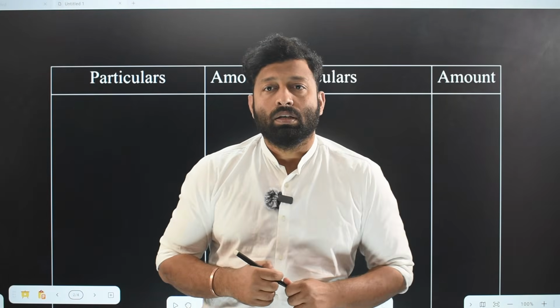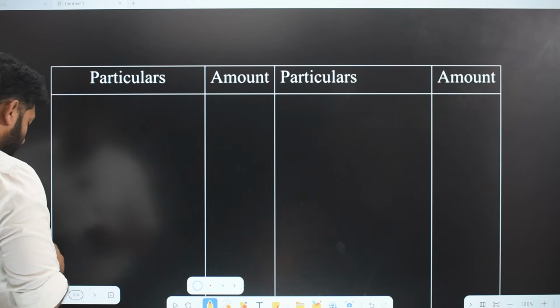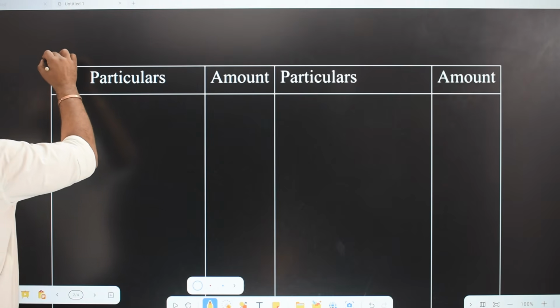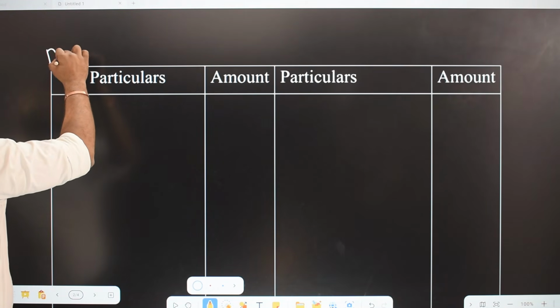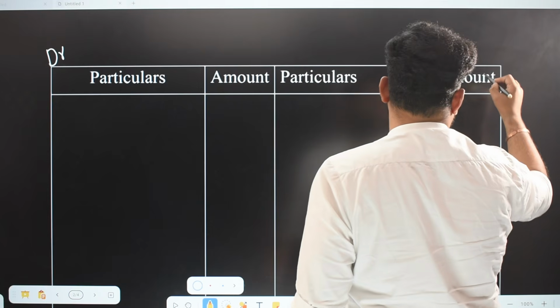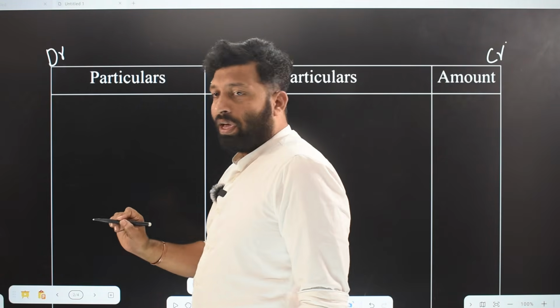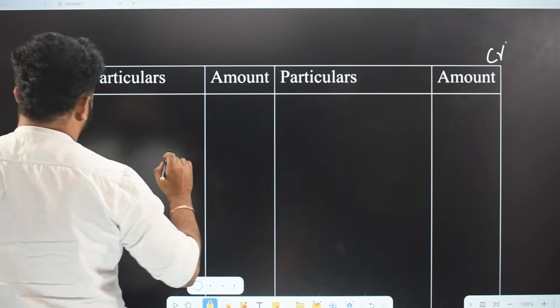So let's start the preparation of this trading account. So this is the performa. Mention the sides. Always mention the sides. That is very, very important. Your left is debit, your right is credit. And the name of the account is very, very important. Write the name of the account.